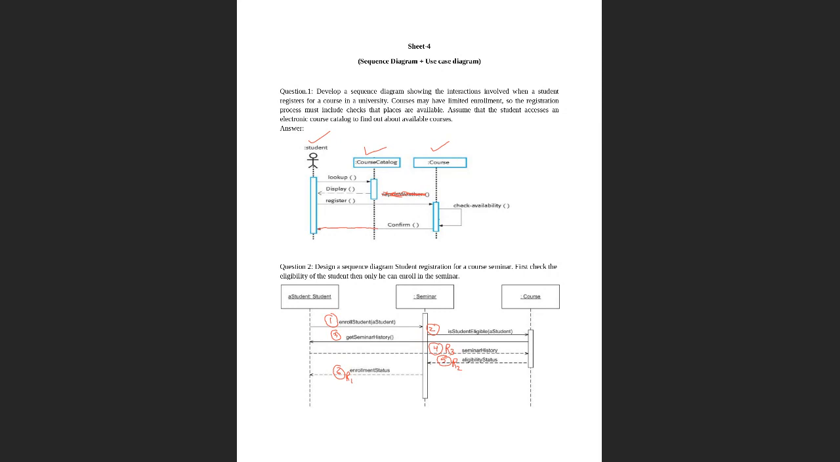So it should be a solid line only. But getting the seminar history is a question, and it is giving the seminar history as message number 4. That is a reply message. Message 4 is a reply to message number 3. That's why it is dotted lines. It's a return message for message 3.